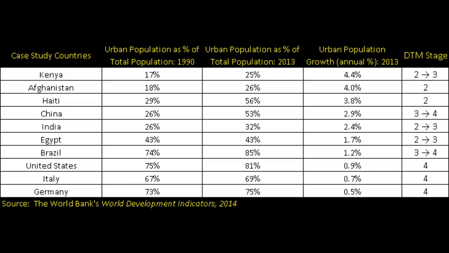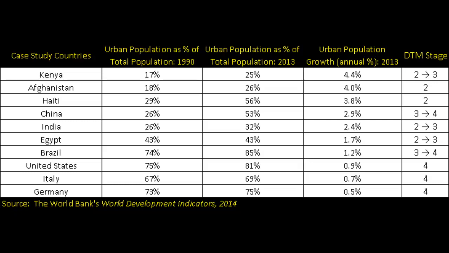And that trend is the fastest urbanization rates occurring right now at this moment are occurring in stage 2, early stage 3 countries. You go down to the bottom, you see 0.9%, 0.7%, 0.5%, all for our stage 4 countries, the United States, Italy, and Germany.